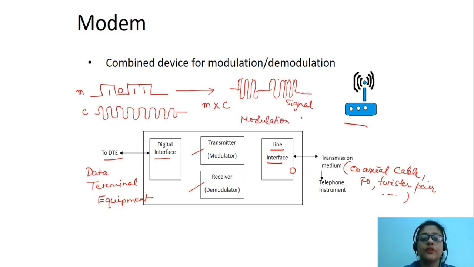And this type of modulation is called amplitude shift keying. At the receiving end, since you have done modulation, you have to do demodulation to get back the original signal, which is 1011. So this is done by demodulation. So this is about the modem.